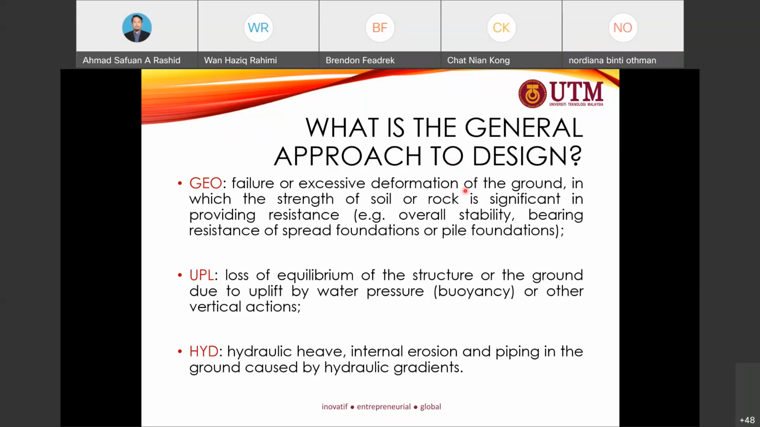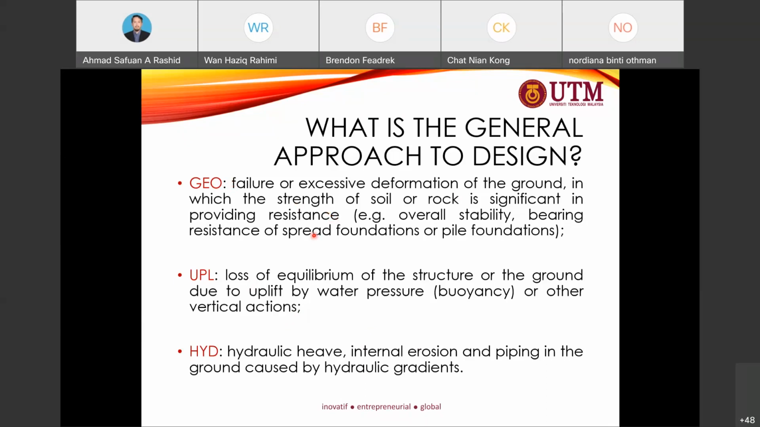Okay. So then we have the HYD, hydraulic heave, internal erosion and piping in the ground caused by hydraulic gradient. So it depends on the situation, what will be the condition, for example, of the site. Normally in the design for shallow foundation or deep foundation, we may use the STR and also the GEO only.